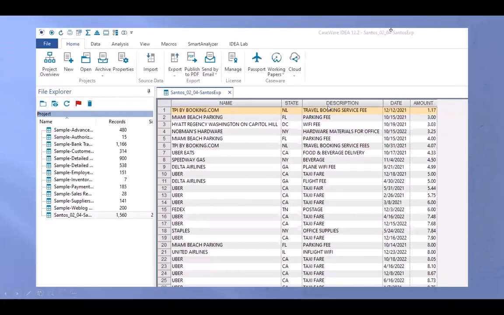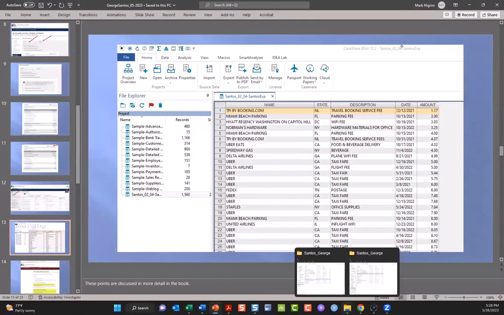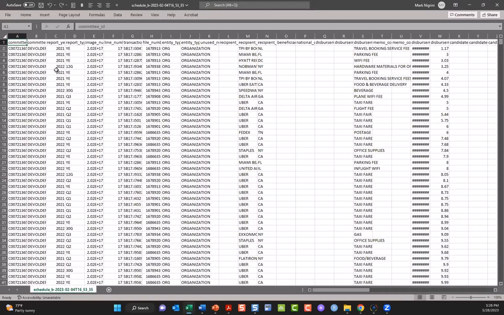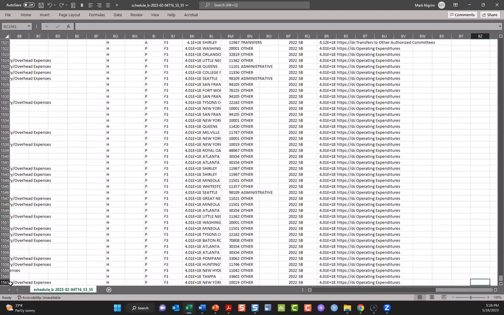I then got everything into Excel, and it looked something like this. I have all these expenses. If I go Ctrl+End, I get down to row 1561. So there are 1,560 expenses.